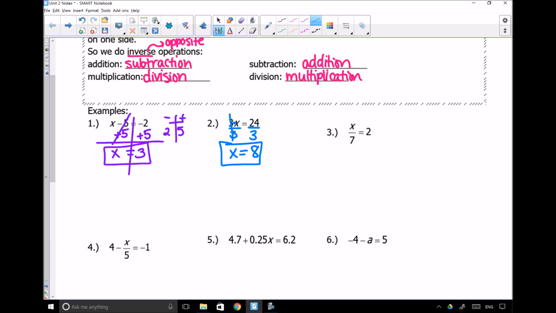Okay? In number 3, this time, the operation that I have is division. So what's the opposite of this division right here? Well, the opposite of division is multiplication. So I'm going to multiply by 7. Well, whatever I do to one side, I do to the other side. Now, if I have a 7 in the numerator, this is technically 7 over 1, but we don't need to put 7 over 1. We'll just say it's 7. If I have a 7 in the numerator and a 7 in the denominator, they cancel each other out, and I have an x left over. So I get x equals, and then 2 times 7 is just 14. Okay, so that's how you do one-step equations.